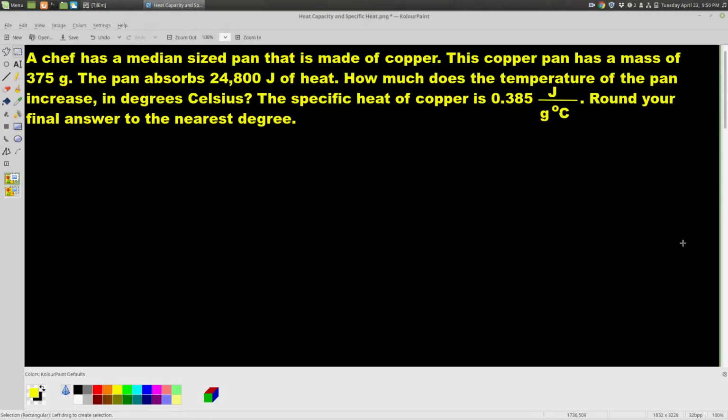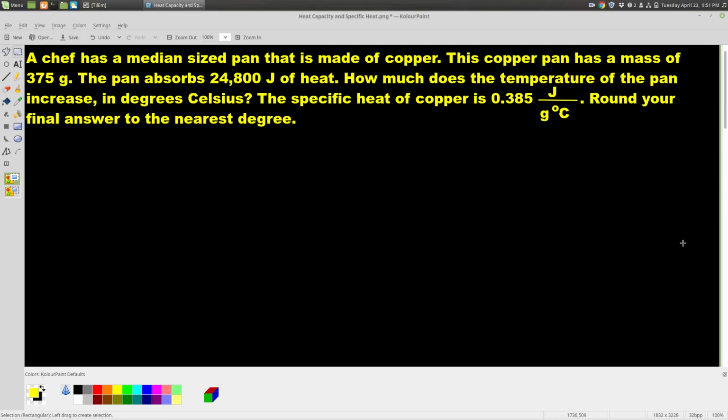Alright guys, welcome back. I'm here to do a video tonight on heat capacity, or we can say specific heat. So I had a former student send me this question. It's not the exact question, it's similar, so let's go ahead and look at this.